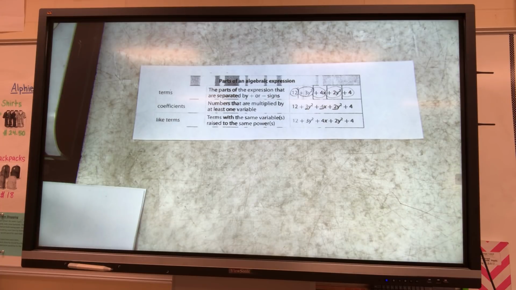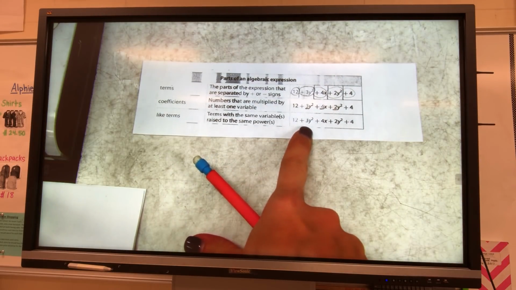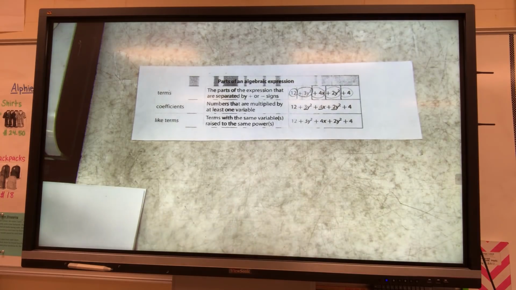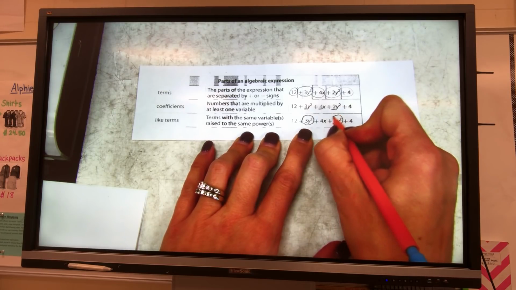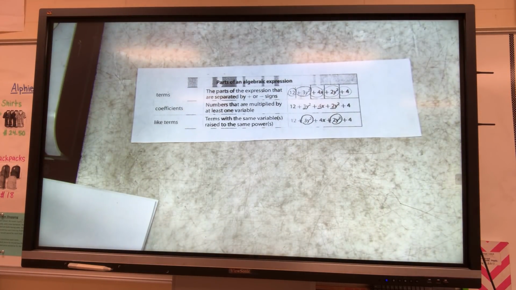What I like to say when we talk about like terms is their last name. So for example, 12 and 4, they don't really have a last name. Like my name is Kristen Musgrove. Well, Musgrove is my last name. So the people who are in my family, their last names are Musgrove. In this instance, we have 3y squared and 2y squared. Y squared is their last name. So they are like terms.